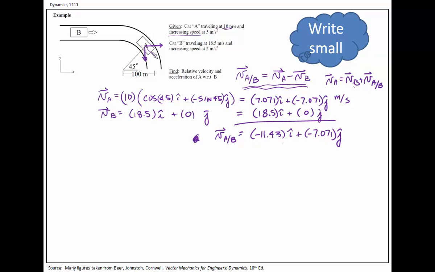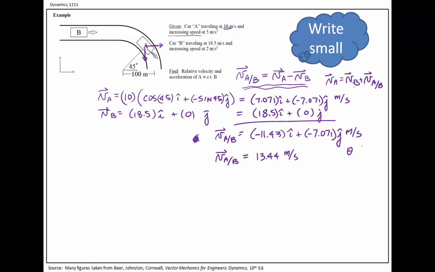And if we were going to give our answer in 3 sig figs, we would go ahead and do it. We also want to probably find it in relative magnitude and direction. So we take the square root of the sum of the squares of these two components, and we would find it's 13.44 meters per second.